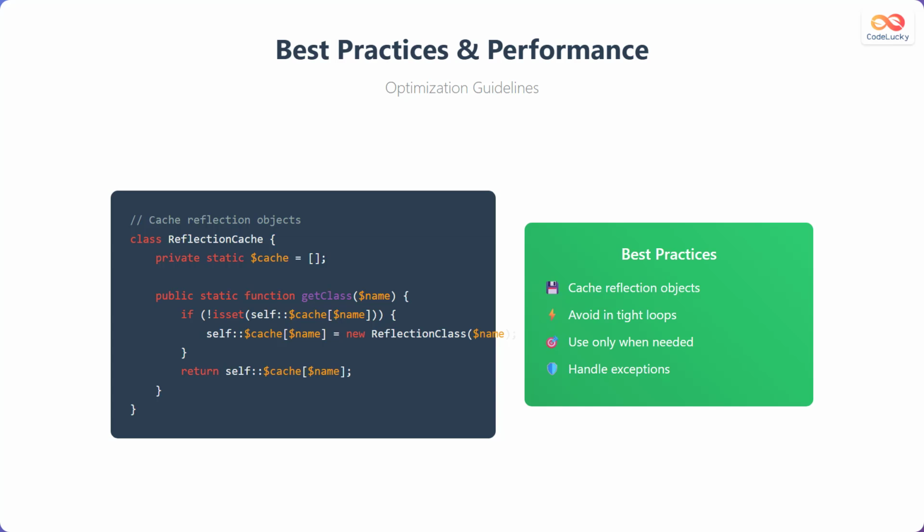When using Reflection, it's important to follow best practices to ensure optimal performance. Reflection can be resource-intensive, so it's crucial to cache reflection objects and avoid using reflection in tight loops. Also, handle exceptions properly and only use reflection when needed. Some best practices include caching reflection objects, avoiding in tight loops, using only when needed, and handling exceptions.